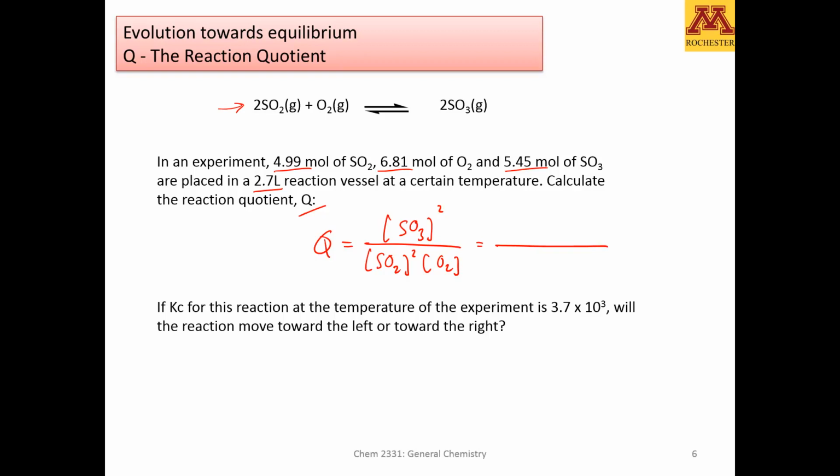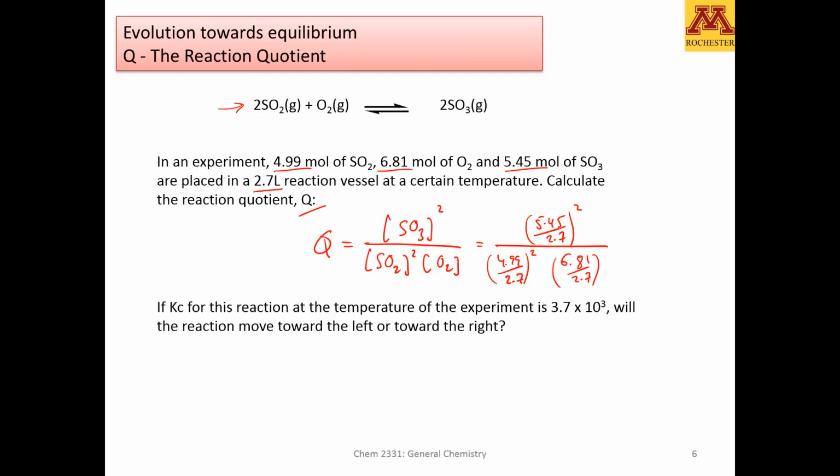And we can just plug in the concentrations. We'll have to divide by the volume. So we have 5.45 divided by 2.7 liters. Of course, the concentration is in molarity. Oxygen, we have 6.81 over 2.7. Let's not forget the exponents. And for sulfur dioxide, you have 4.99 divided by 2.7 again, and the exponent is 2.